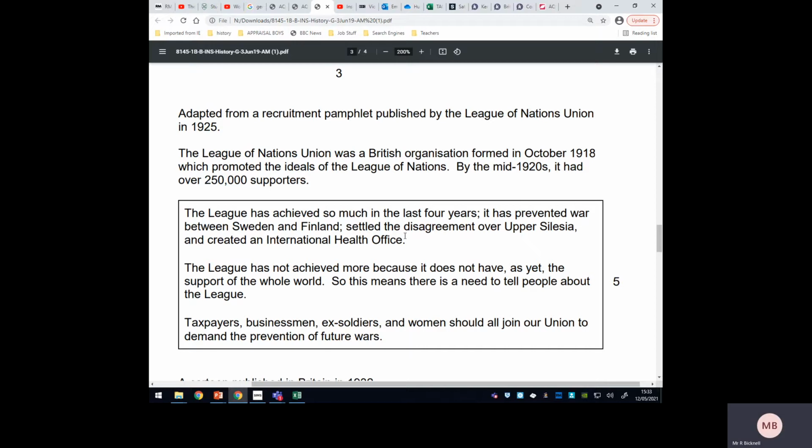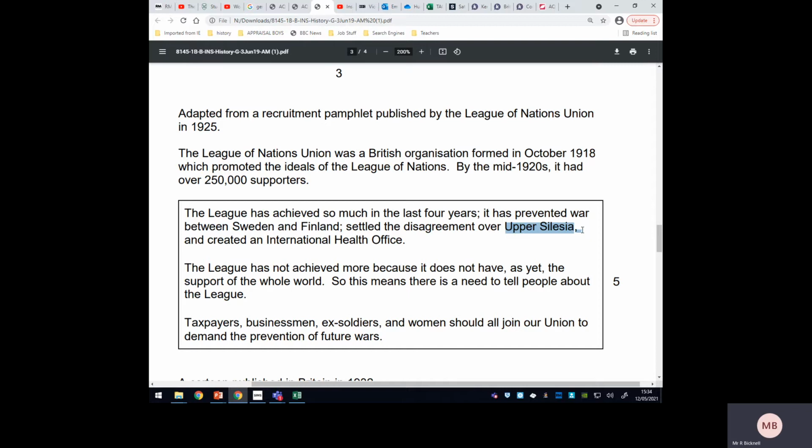For example, Sweden and Finland. It doesn't give you any more information than that, and you're expected to show an understanding from your own knowledge. But Sweden and Finland were arguing over the Åland Islands, well remembered, and the League of Nations hopped in there to stop a dispute, stop a potential war, and decided to give it to Finland, provided they didn't build military bases and forts. Absolutely. So again, this is useful to a historian because it's telling a historian some information about the League's successes.